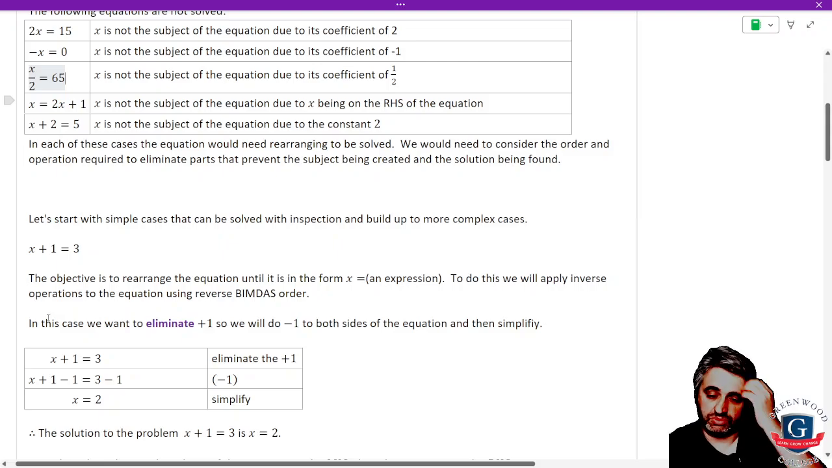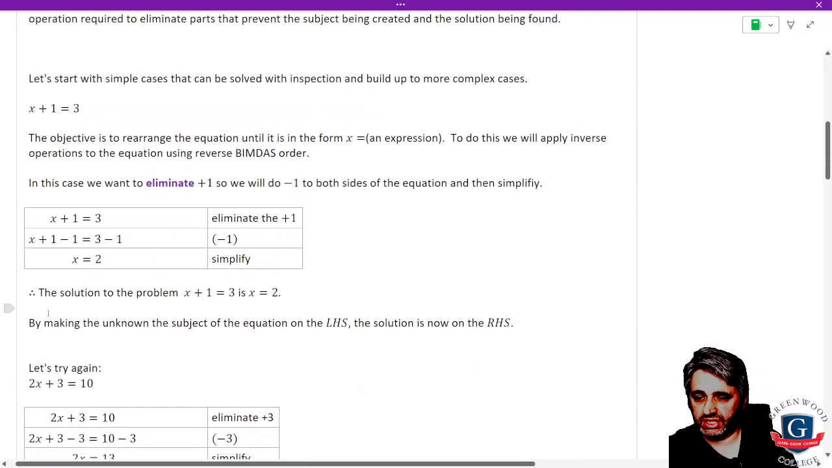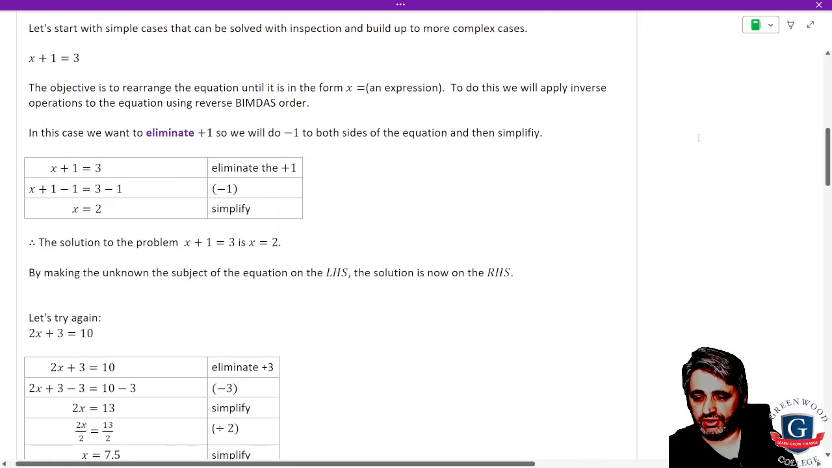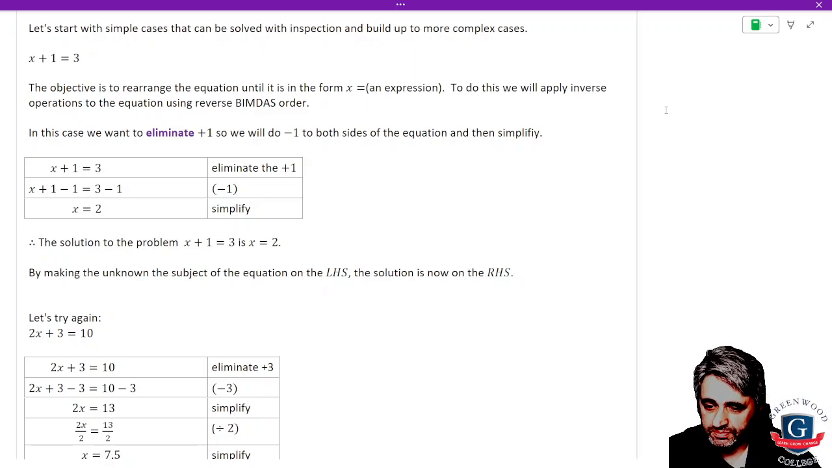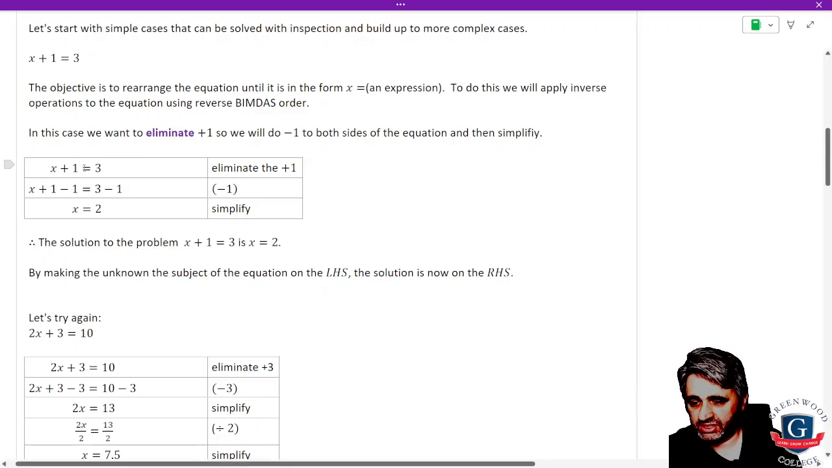So let's start with a simple case. We've used this a few times. x plus 1 equals 3. We know the answer is 2, but we're going to use the balancing method to find that out. So we're trying to rearrange the equation until it is written x equals. At the moment, on the left-hand side, we don't have x equals, we have x plus 1 equals, so we're trying to eliminate the plus 1. To do that, we're going to subtract 1 from both sides.